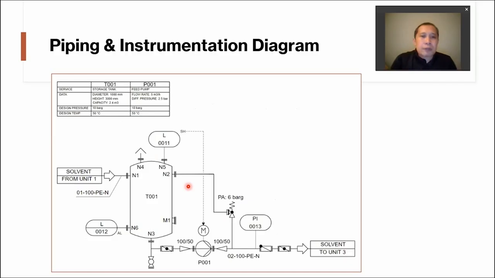Okay, so the first one, of course, you need to produce a complete set of piping and instrumentation diagram, PNIDs. Okay, so this is not the simplified PNID like you do on your rancangan pabrik, but this is the real thing.